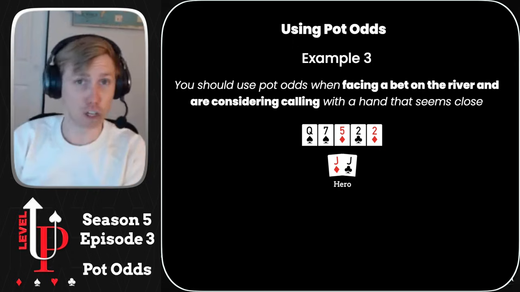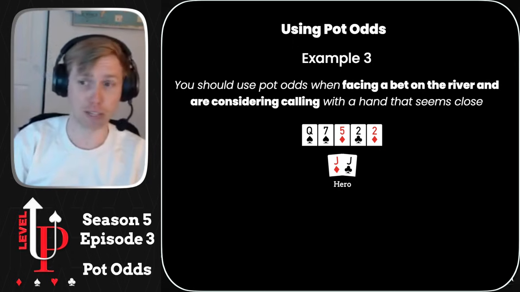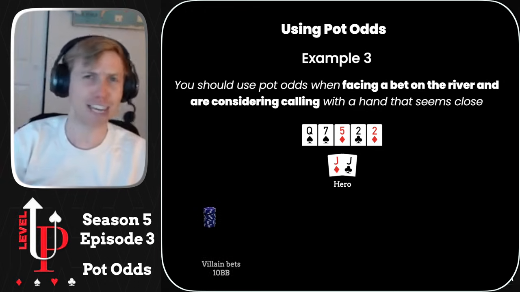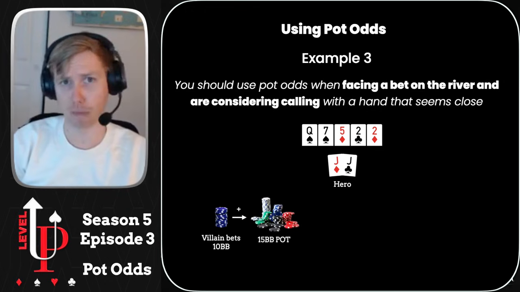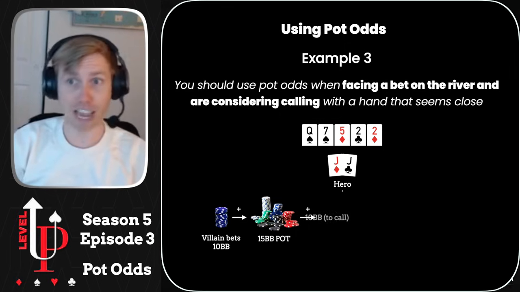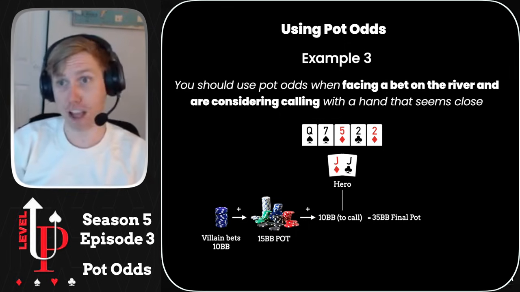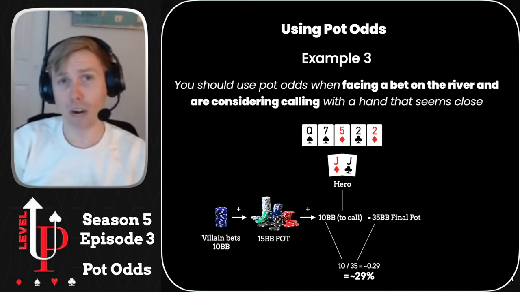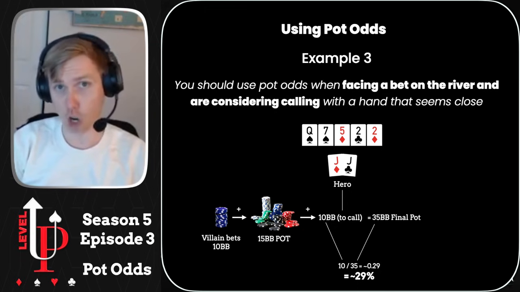But there was a flush draw on the flop, and that flush draw missed. You check to your opponent, and they go for a bet of, let's say, 10 big blinds into a 15 big blind pot. We have to call 10 big blinds, and the final pot is 35 big blinds. 10 divided by 35 equals about a 29% price to call in this scenario.